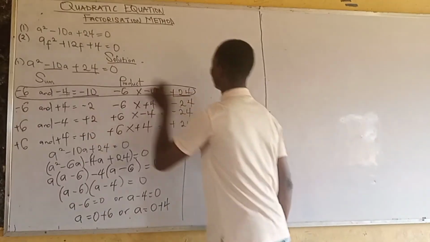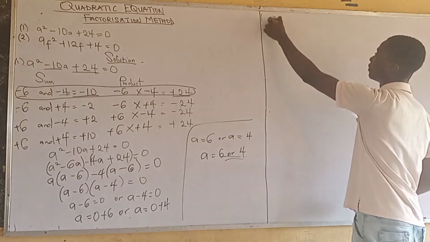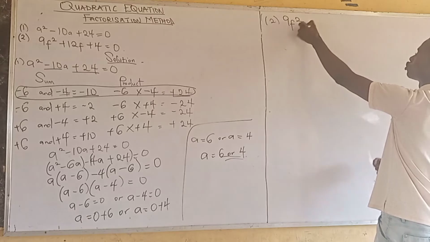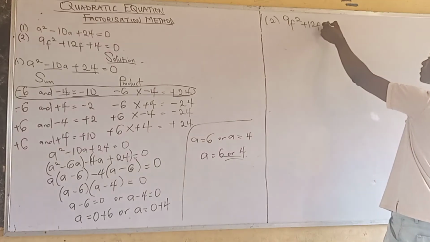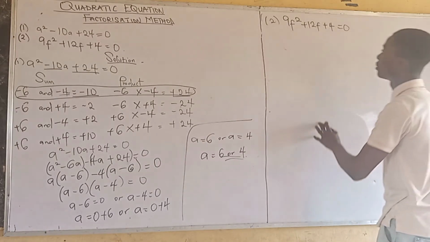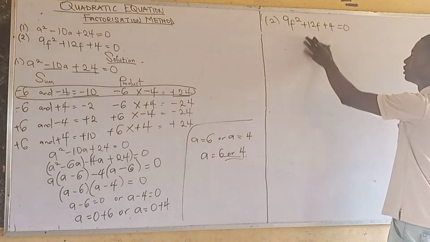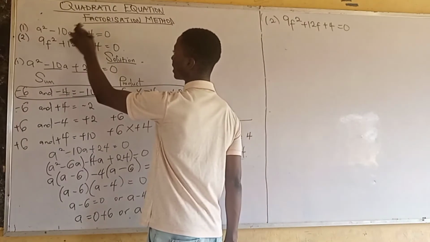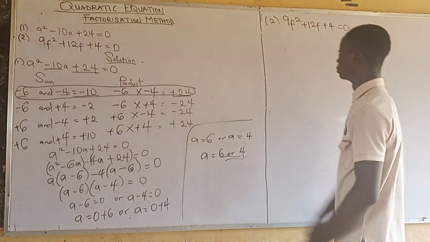Now let's talk about number 2. We have 9f squared plus 12f plus 4 equal to 0. Now look at this. You can see this one is different from this kind of question. So what can we do?